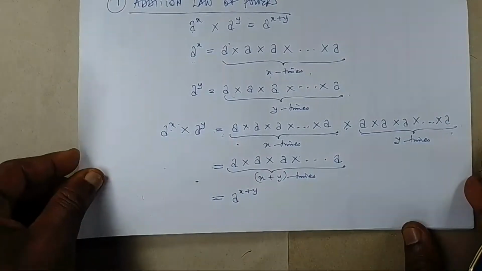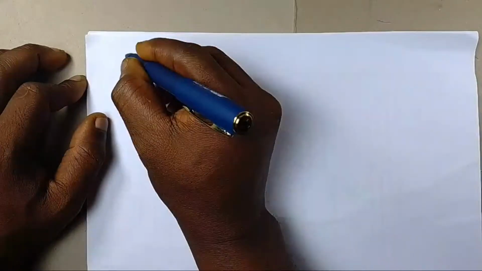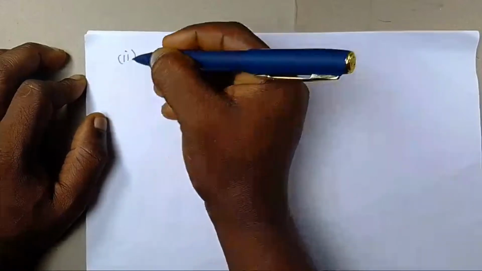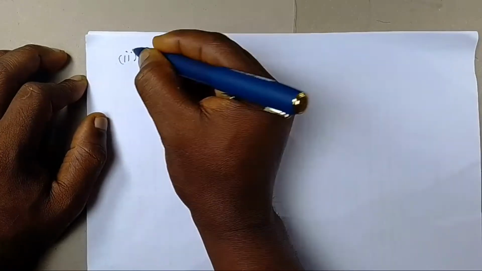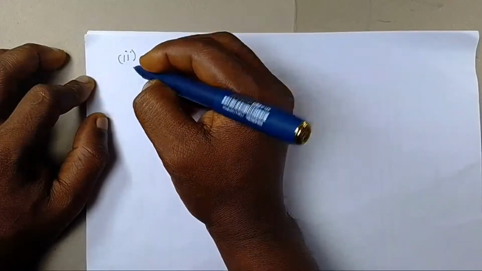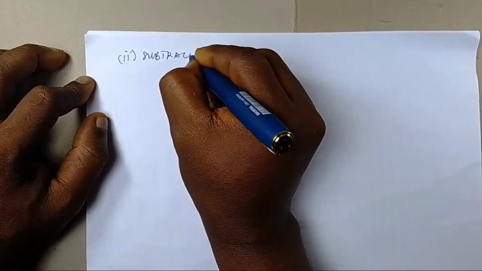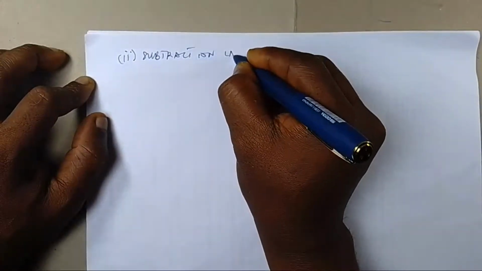Now let's go over to the second law. So this class is all about proving the laws of indices that we had taken in the first class. If you haven't watched that video in the first class, please go over it again. It's on my channel. Please go back to that video, or I could put the link in the description below. So please, let's go to the subtraction law of indices, or the subtraction law of powers.